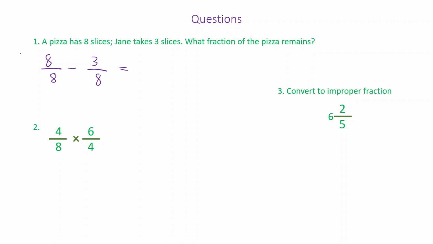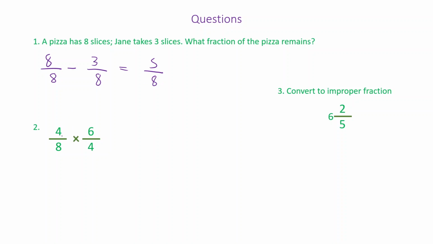So now we just have a question. 8 over 8 minus 3 over 8. All we have to do is subtract the numerators. 8 minus 3 gives us 5, and keep the denominators the same, 5 over 8. Now 5 over 8 of the pizza remains.